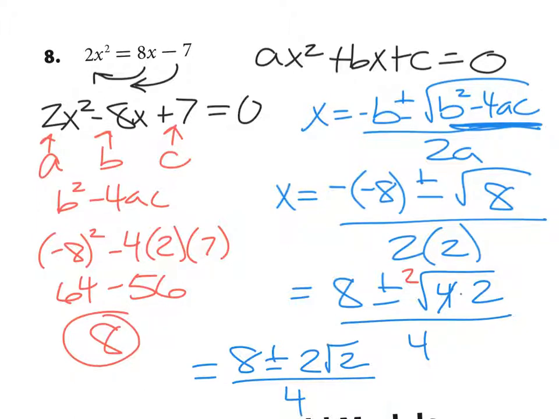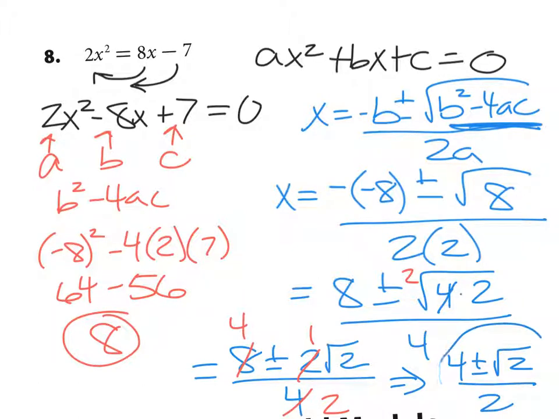Now, what will go into all those? 2 will go into those. 2 will go into 4 2 times. 2 goes into 2 once. 2 goes into 8 4. You cannot do the 2 under the radical because you can't divide in the square root there. So what I'm left with is 4 plus or minus square root of 2 all over 2. Those would be my two solutions.